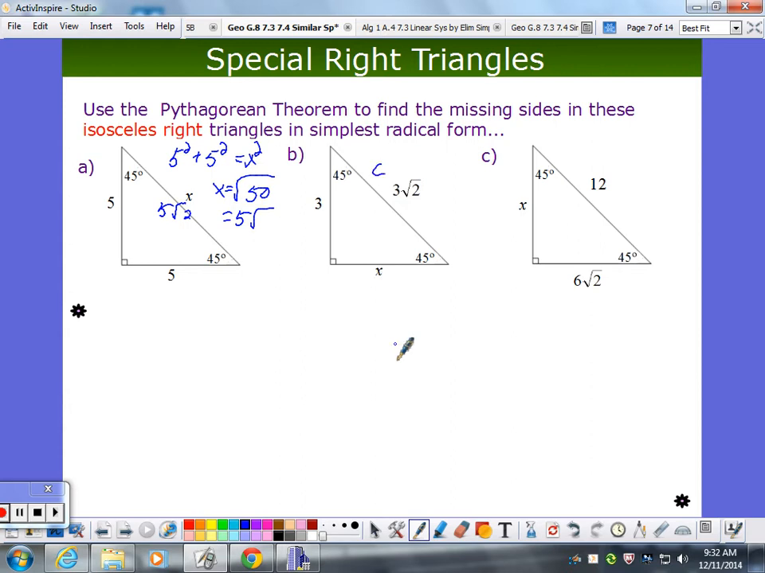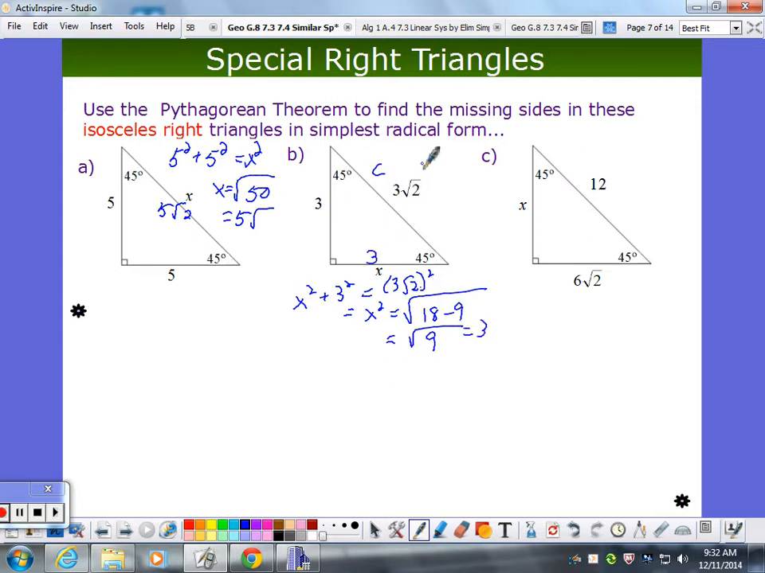Okay, this one, we've got a radical in here. That's my c, right? So x squared plus 3 squared is that whole thing squared. So x squared equals this thing squared, which is 9 times 2, minus 3 squared, which is 9, which is 3.